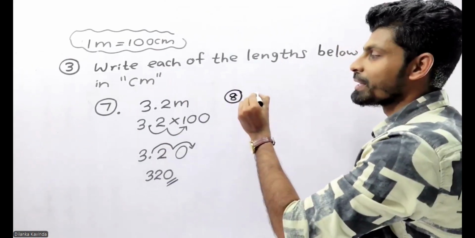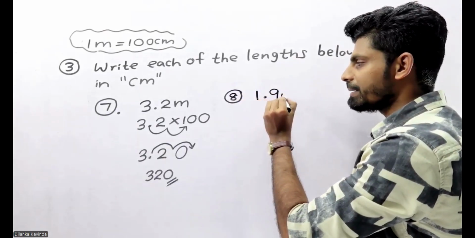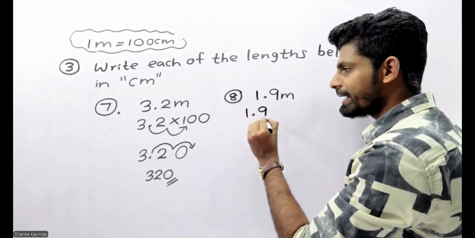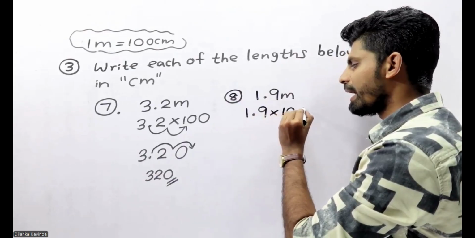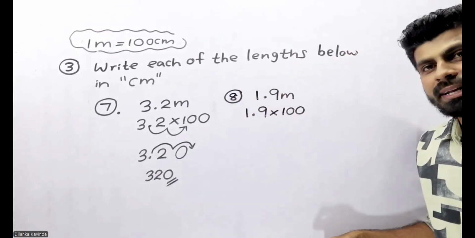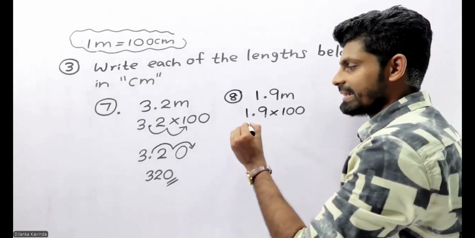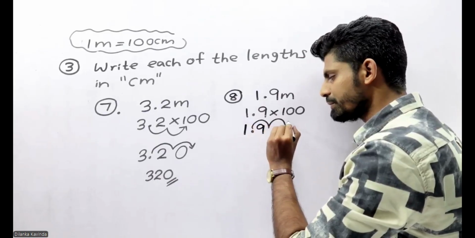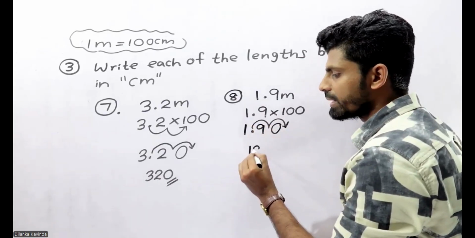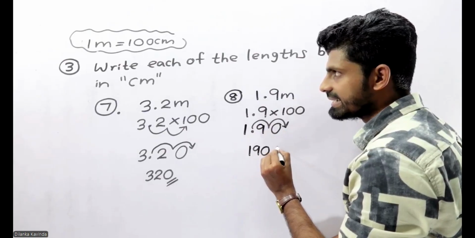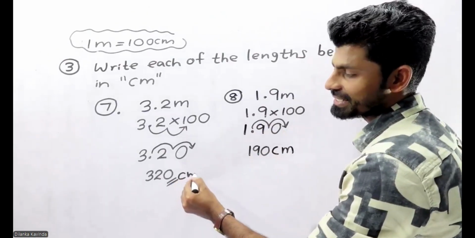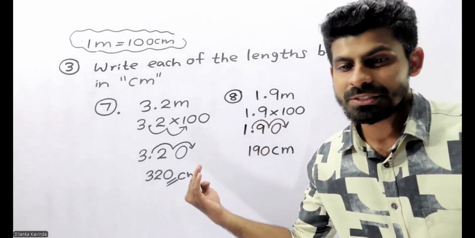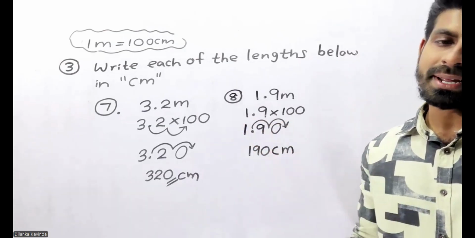Question number 8, 1.9 meters. 1.9 multiplied by 100 is 190 centimeters. So this one is also centimeters. That means 2 decimal places you need to move to the right.